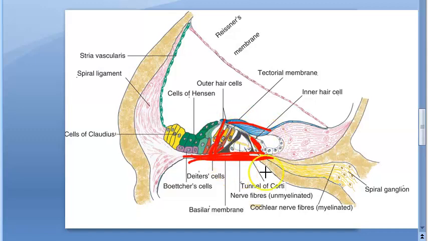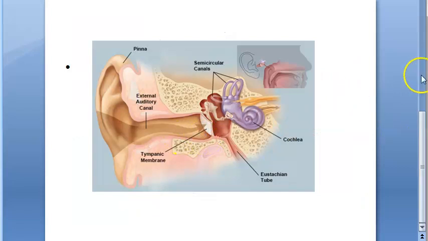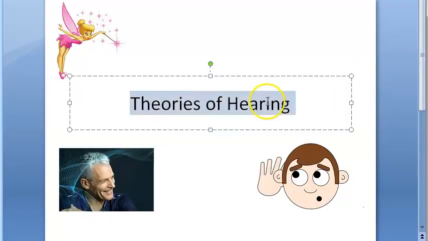And here, the nerve is there. The nerve gets the impulse because of the sodium channels, etc. The nerve gets fired, so the nerve will carry the impulse to the brain. But here, what they are asking is theories of hearing. So let us look at the theories of hearing now.